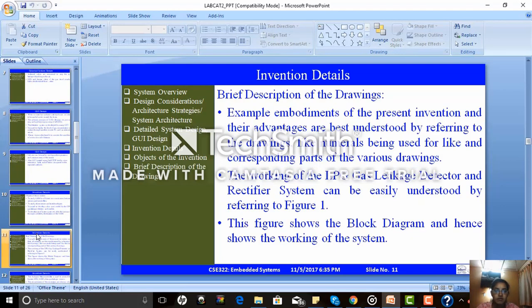Brief description of the drawings. Example embodiments of the present invention and their advantages are best understood by referring to the drawings, like numerals being used for like and corresponding parts of the various drawings. The working of the LPG gas leakage detector and rectifier system can be easily understood by referring to figure 1. This figure shows the block diagram and hence it shows the working of the system.